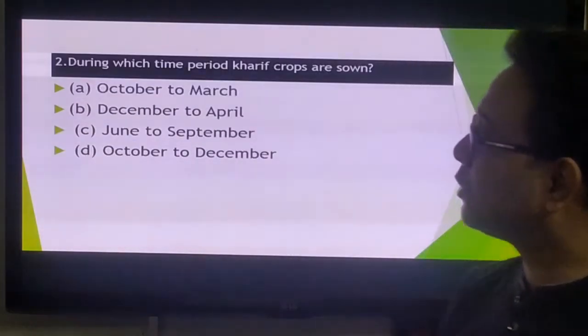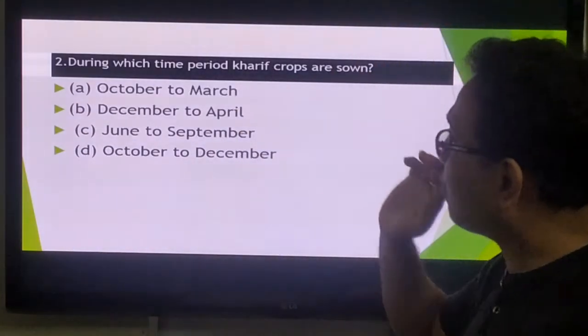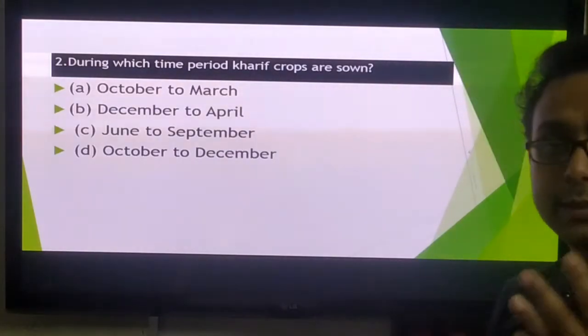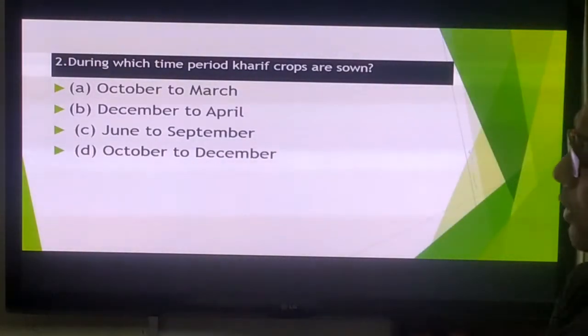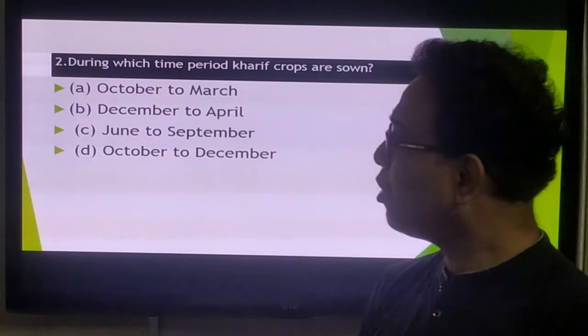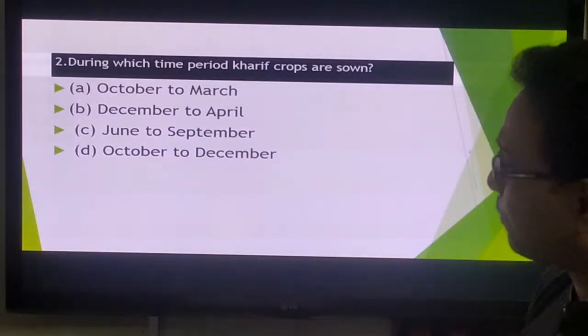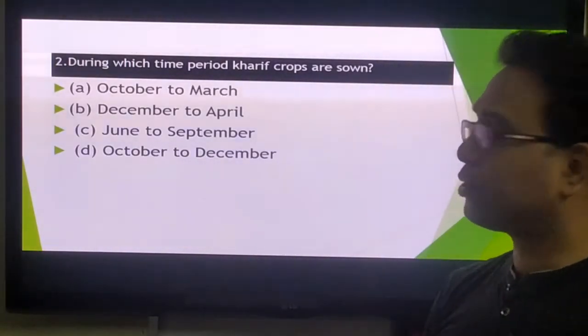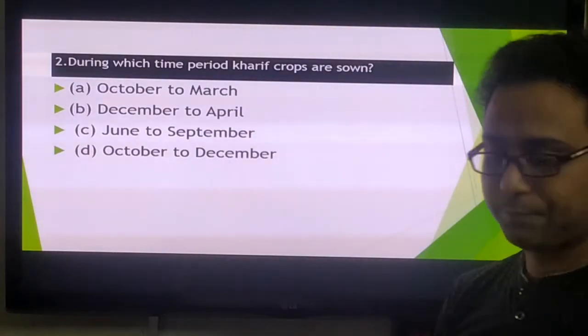Question number 2. During which time period are the kharif crops sown? Which one is the right option? Please write in the live chat box. October to March, December to April, June to September, October to November, which one?